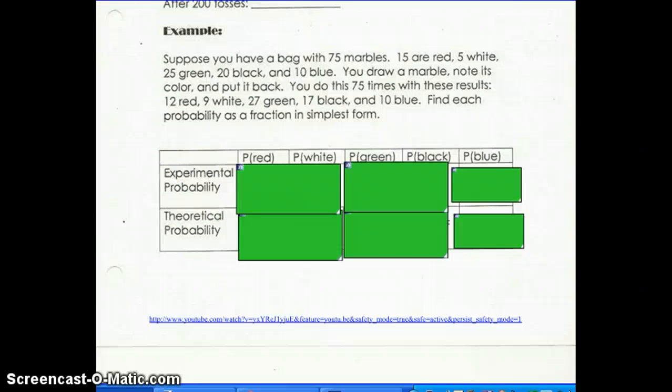Now let's look at an example of an experiment that's already been done. Suppose you have a bag with 75 marbles. 15 are red, 5 white, 25 green, 20 black, and 10 blue. You draw a marble, note its color, and put it back. You do this 75 times with these results. 12 are red, 9 white, 27 green, 17 black, and 10 blue. In the table below, find each probability as a fraction and make sure you put it in simplest form.